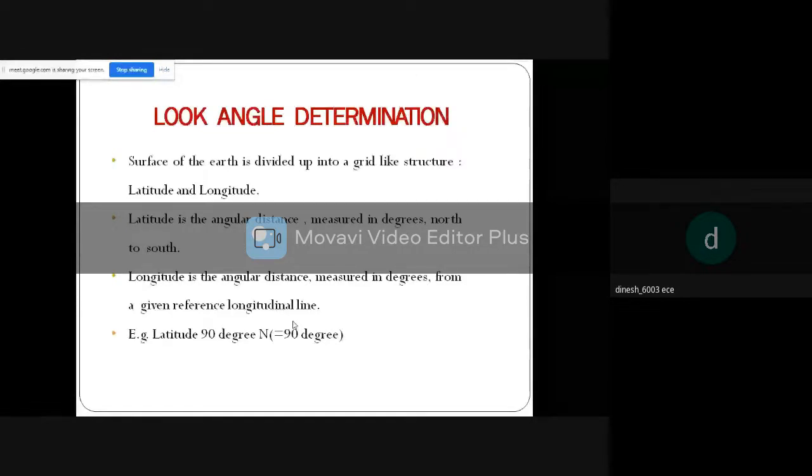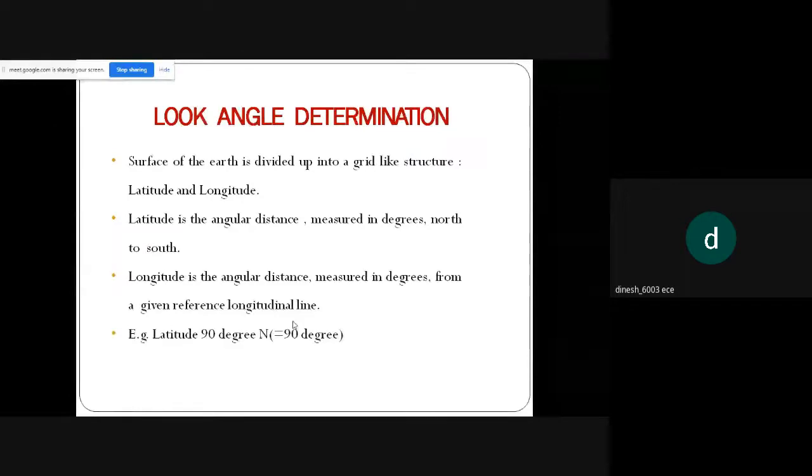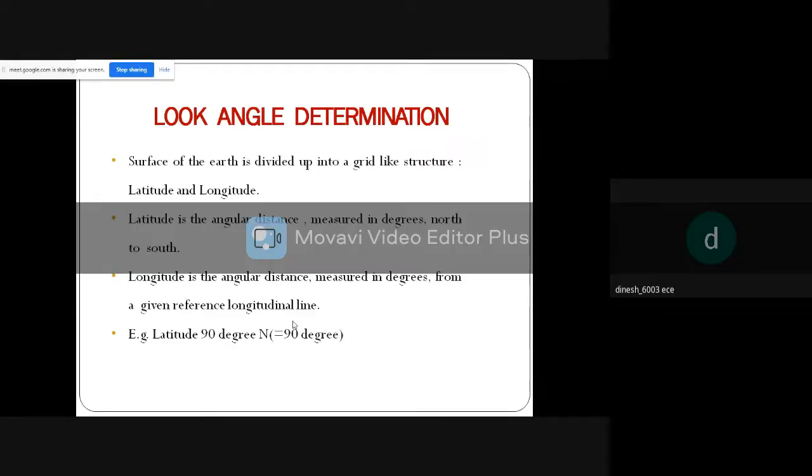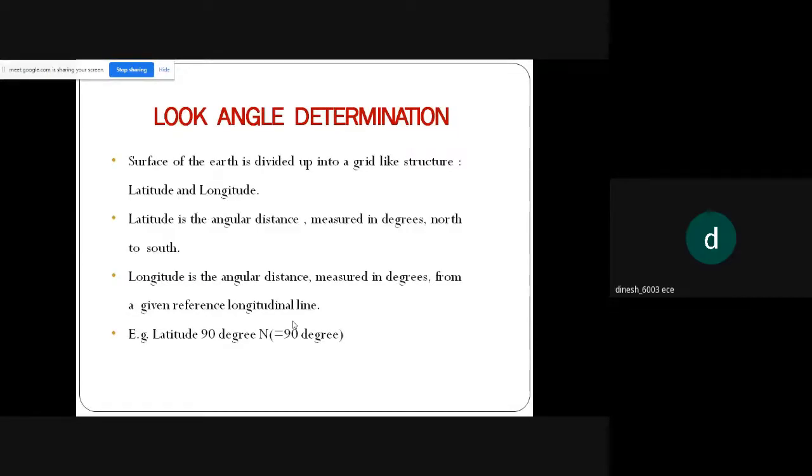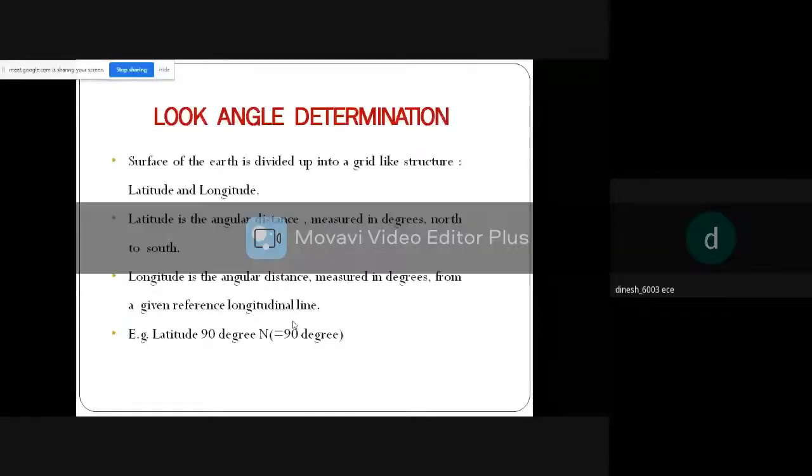Latitude is the angular distance measured in degrees from the north pole to the south pole of the earth. The surface of the earth can be divided into grid-like structures. We can draw imaginary lines, which are measured from north to south, like from top to bottom, in degrees, and this is called latitude.